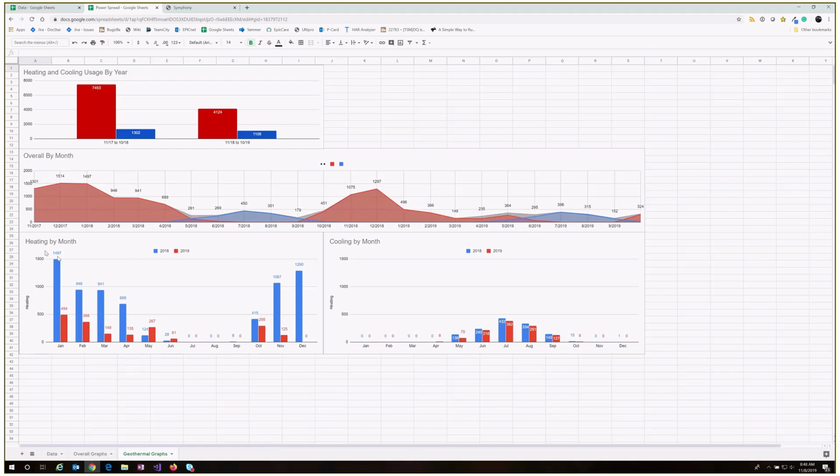Here is our heating by month. You can see the drastic difference between 2018 and 2019. Looking back once again, it seems that during the 2018 winter, we had not only cold, but a sequential number of days that were cold, which really seems to have a big impact. And we can dig into that a little bit later on in the video here.